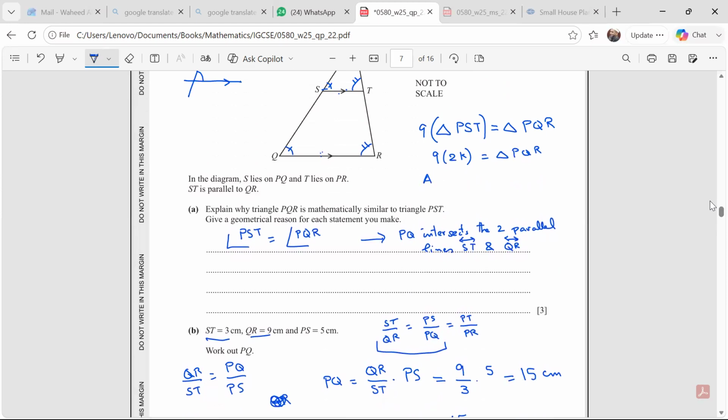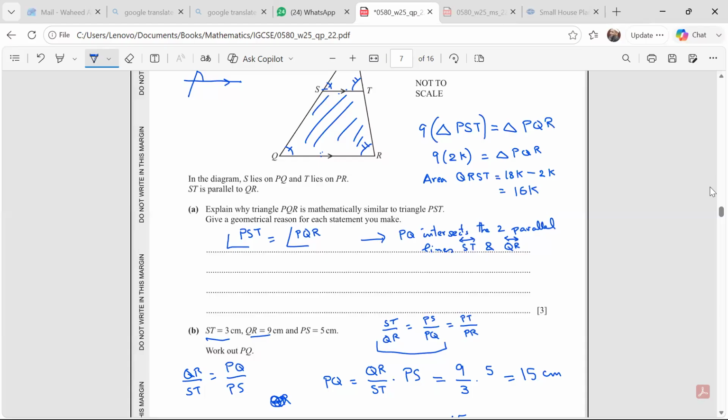So area QRST. QRST is this one, right? This area. So bigger triangle minus the smaller triangle. Okay, so this is going to be the bigger triangle, which is PQR, and which is 18K. You see, 9 times 2 is 18K, minus the smaller one, and smaller one is 2K. So this area is going to be 16K.